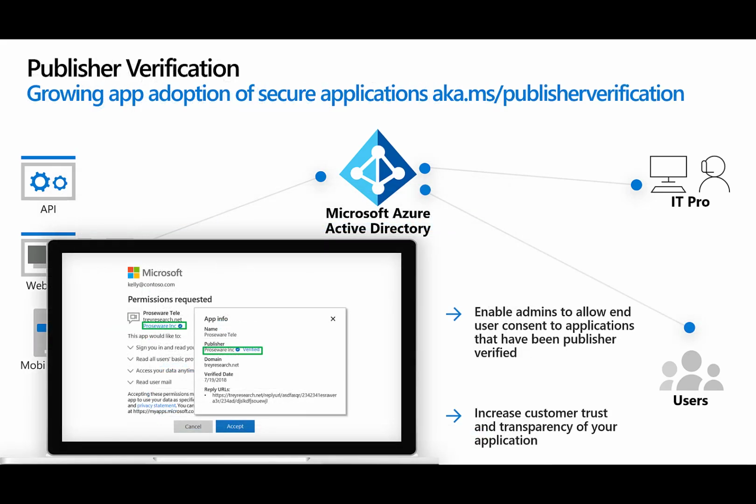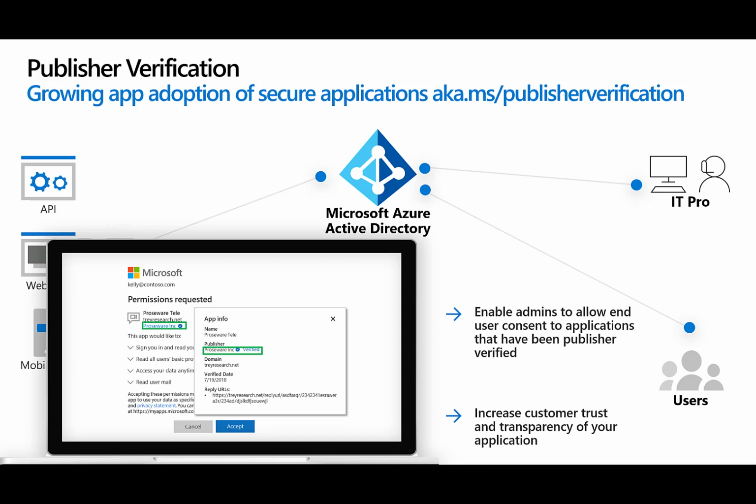Publisher verification is a new capability for ISVs and developers. When you register your app into Azure AD, you can now add your Microsoft Partner Network ID, so we can run some checks and verify your application. This provides increased customer trust and transparency for your application.